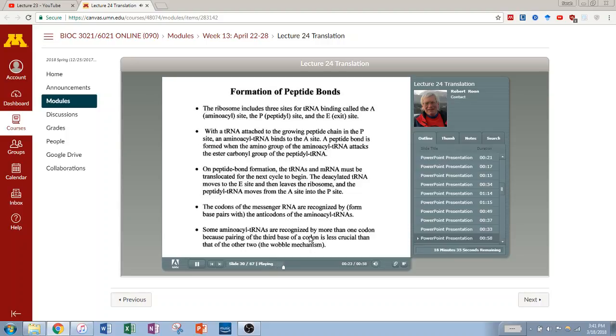A peptide bond is formed when the amino group of the aminoacyl tRNA attacks the ester carbonyl group of the peptidyl tRNA. On peptide bond formation, the tRNAs and messenger RNAs must be translocated for the next cycle to begin. The deacylated tRNA moves to the E site and then leaves the ribosome, and the peptidyl tRNA moves from the A site into the P site. The codons of the messenger RNA are recognized by, that is, they form base pairs with, the anticodons of the aminoacyl tRNAs.